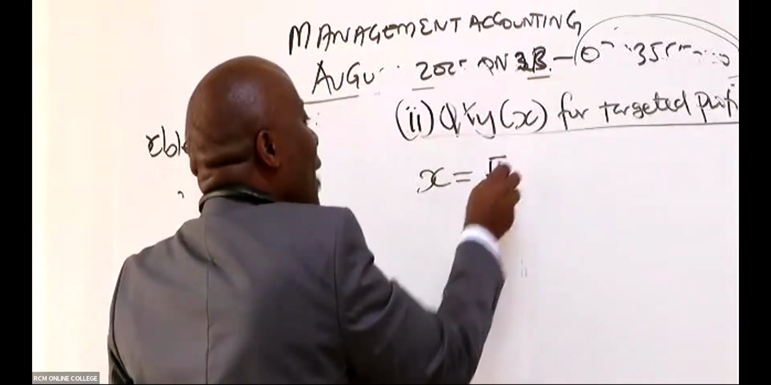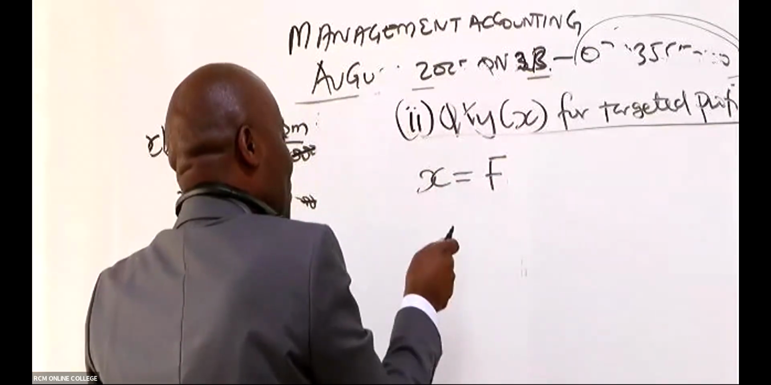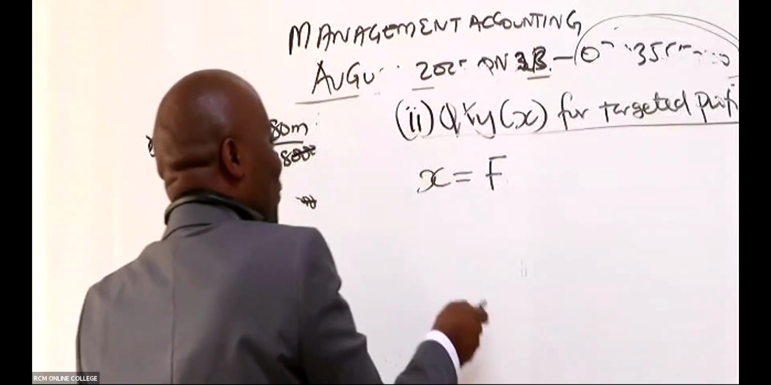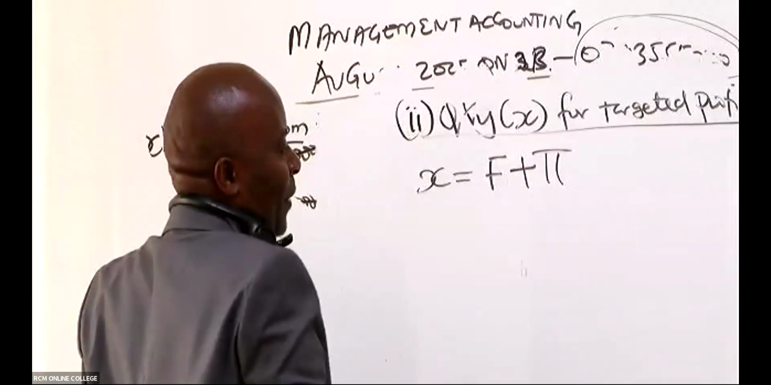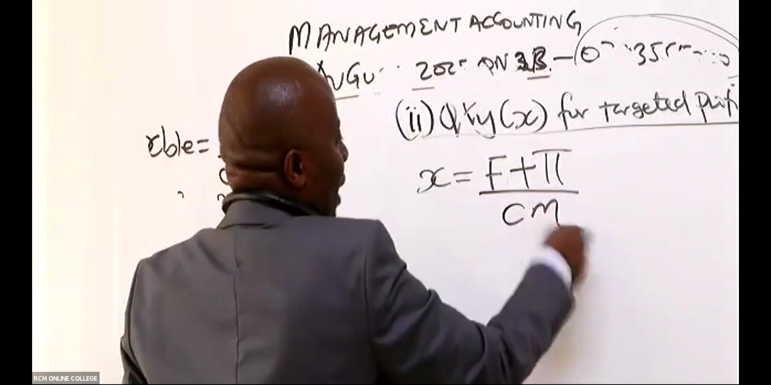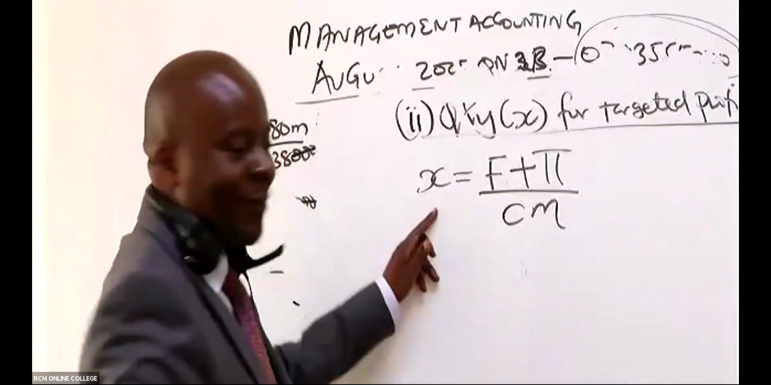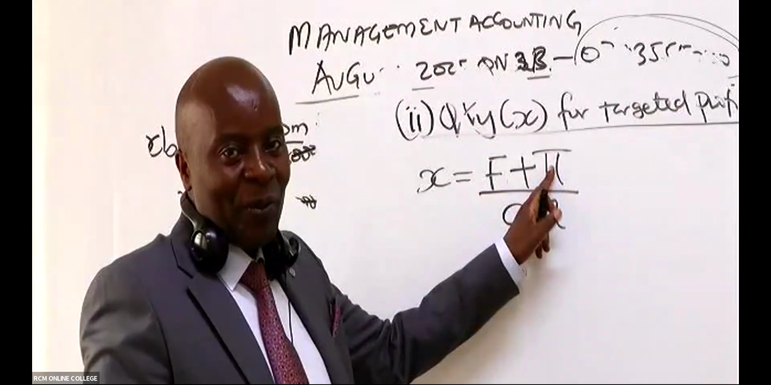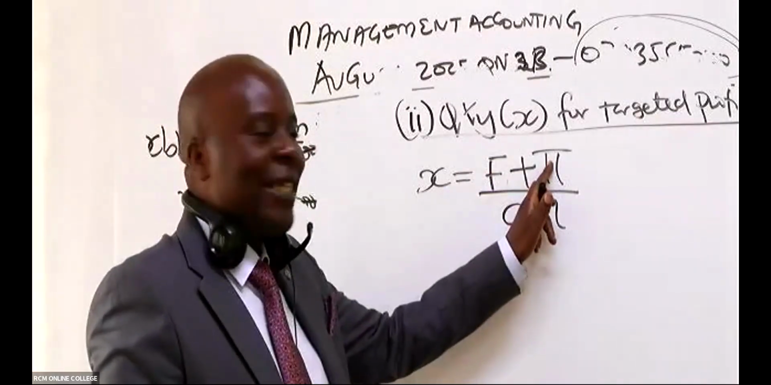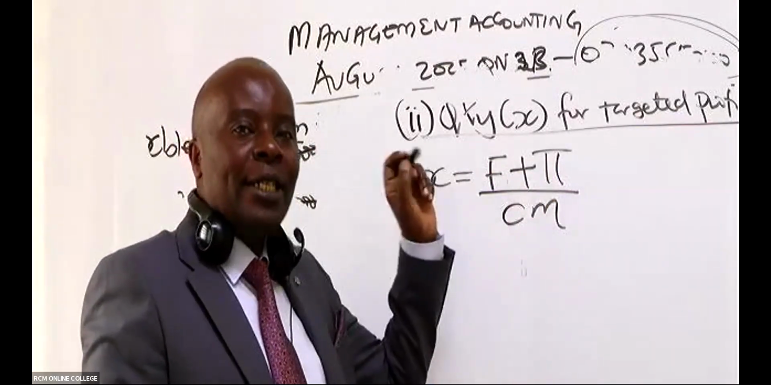So first of all, I have to do fixed cost recovery. I recover my fixed cost in full, and then I go for the profit that is being targeted, and then I divide this by CM. Remember, I can't write X break even here, because at break even, the profit you're targeting is 0. Here they want a different profit.